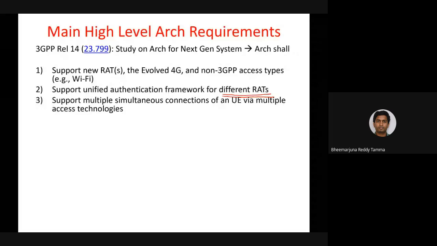And it should also support multiple simultaneous connections of any user equipment via multiple access technologies. This is very significant. What it basically means is that a handset or user equipment can connect with more than one base station or access point simultaneously. You can think of your handset connected with a 4G base station and a 5G base station, or with a 5G base station and a Wi-Fi access point simultaneously, where some traffic can be routed through 4G, some through 5G, and some through Wi-Fi. All of them should be possible. We are talking about something called multi-access connectivity as part of the 5G systems.